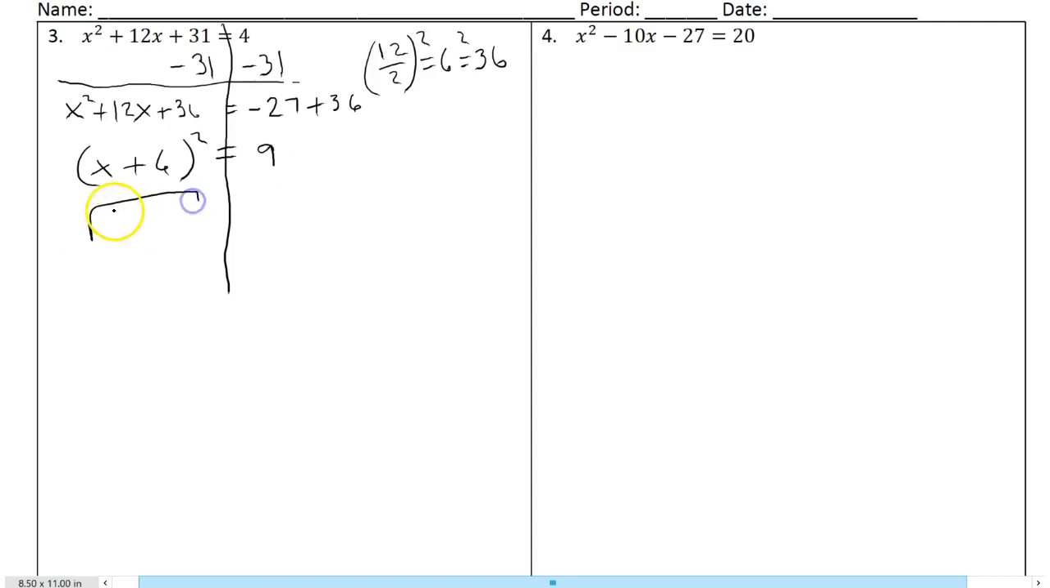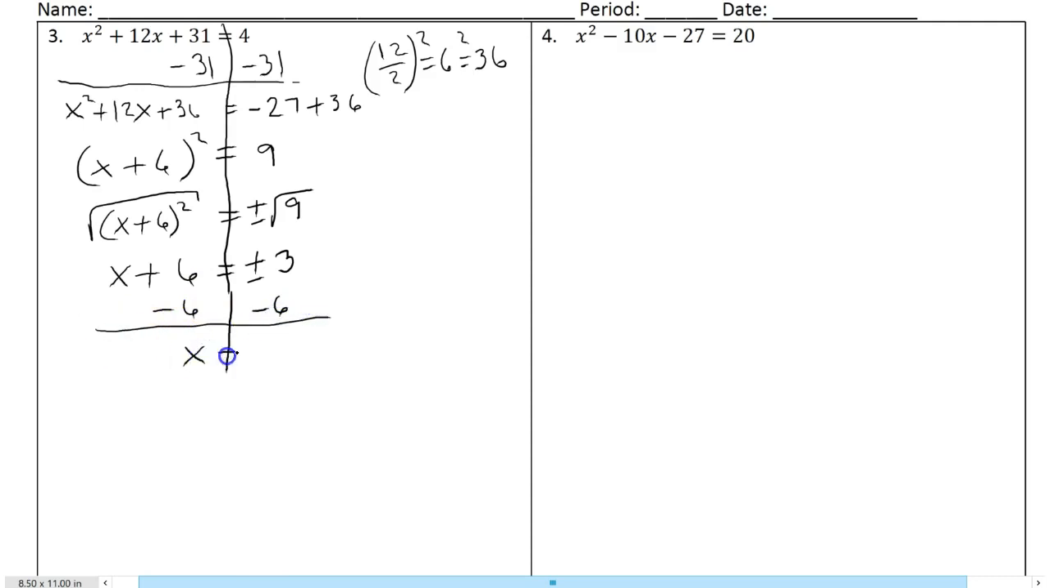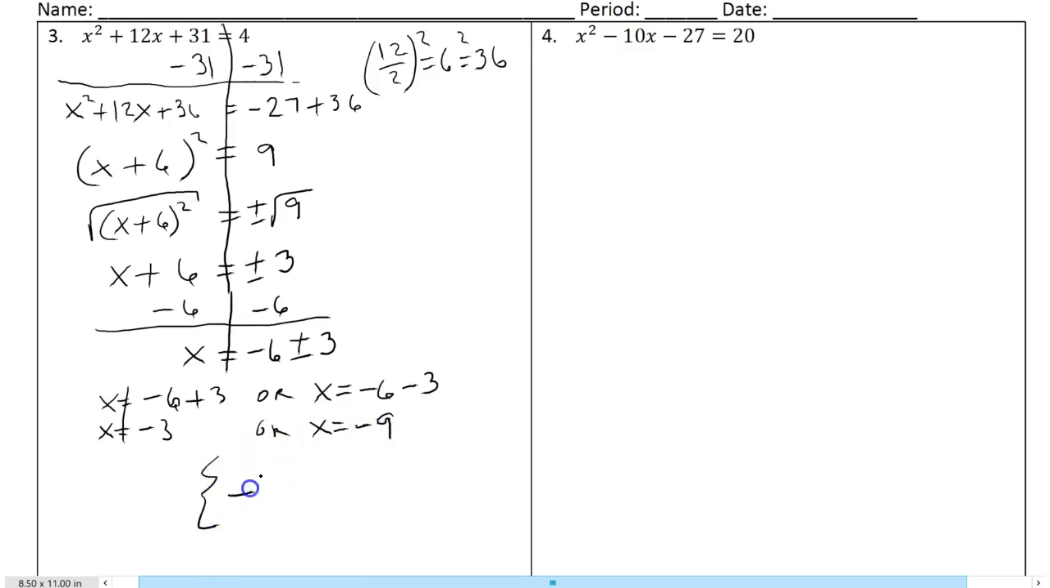Now take the square root of both sides. The square root of x plus 6 squared equals plus or minus the square root of 9. Thus, x plus 6 equals plus or minus 3. Subtract 6 from both sides. The two solutions then are -6 plus 3 and -6 minus 3. -6 plus 3 is -3. -6 minus 3 is -9. So the final answers are -3 and -9.